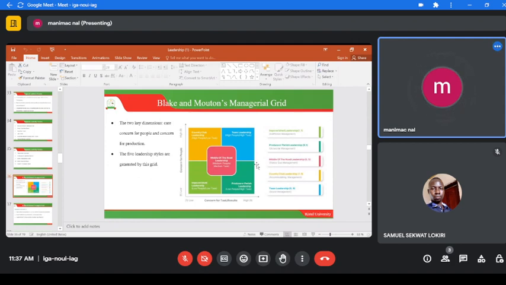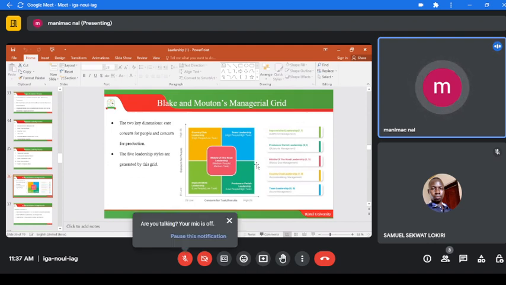Blake and his colleague say that the grid comprises four dimensions, four boxes, where we are looking at the two key dimensions, which encompass concern for the people and concern for production. Furthermore, it also looks at the five leadership styles that are generated by this grid. To start with, we shall look at the blue color.